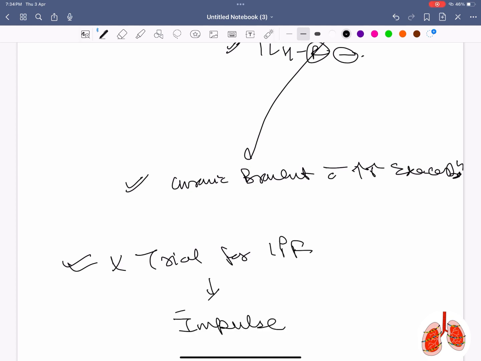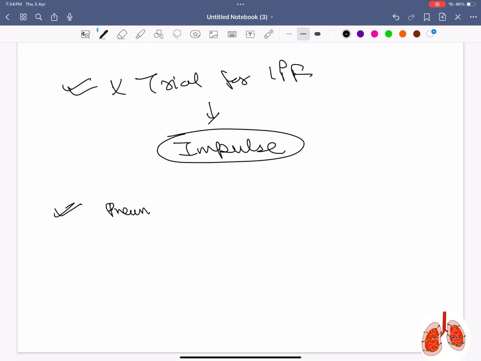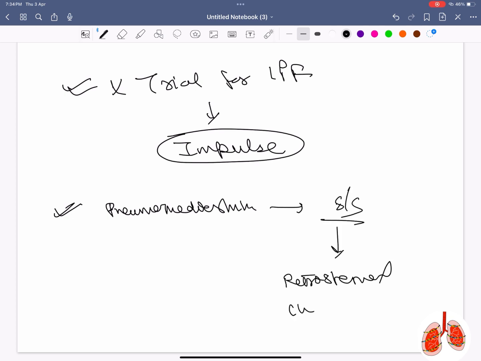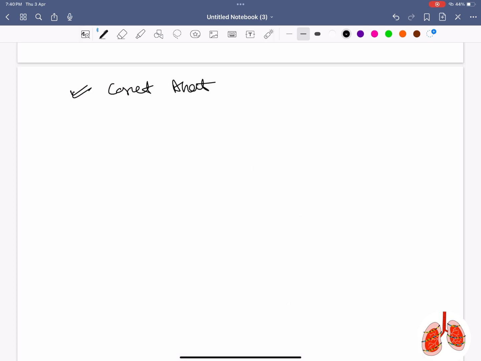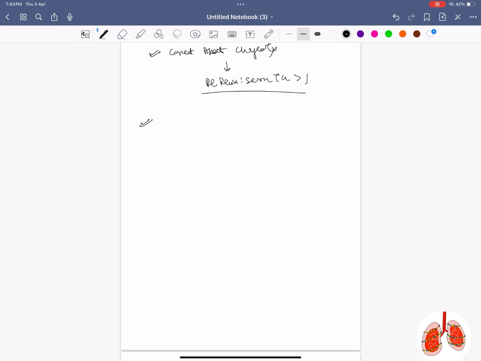Not a trial of IPF is IMPULSIS trial. Pneumomediastinum presenting complaint is retrosternal chest pain. Correct about chylothorax is pleural fluid triglyceride to serum triglyceride ratio is more than 1. Drug of choice in idiopathic pulmonary artery hypertension is nifedipine.